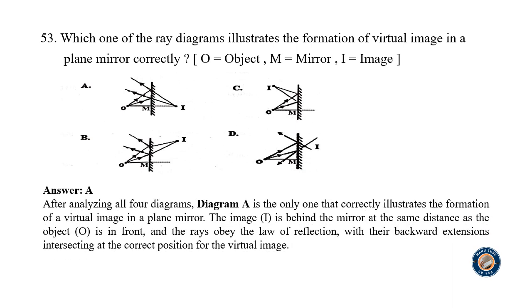The answer is A. After analyzing all four diagrams, diagram A is the only one that correctly illustrates the formation of a virtual image in a plane mirror. The image I is behind the mirror at the same distance as the object is in front, and the rays follow the law of reflection, with their backward extensions intersecting at the correct position for the virtual image. So the correct answer will be A.